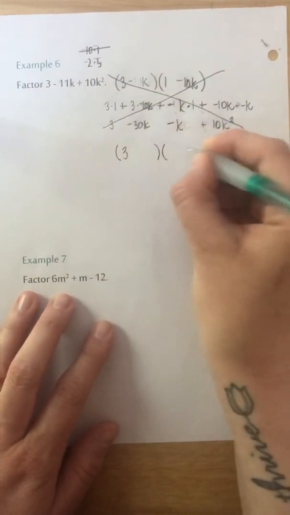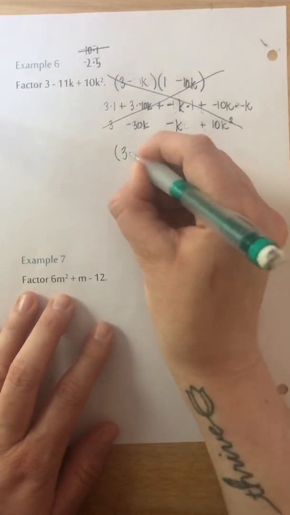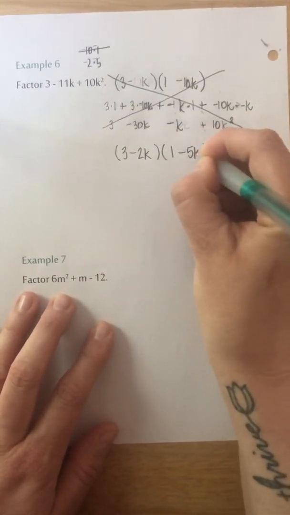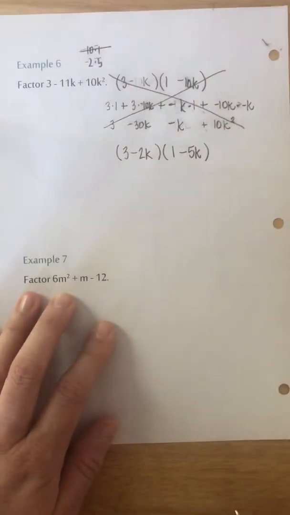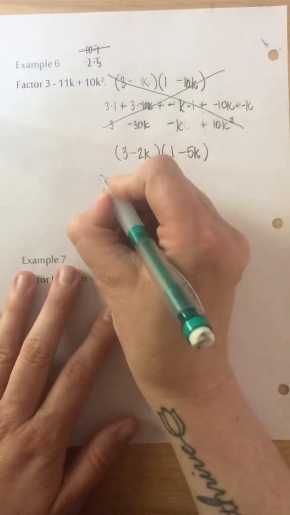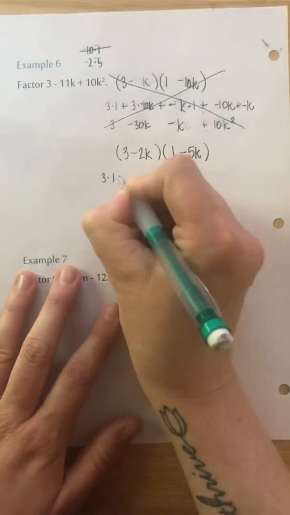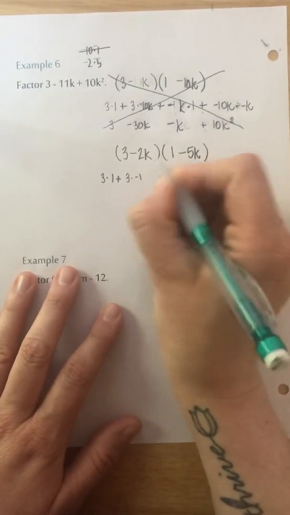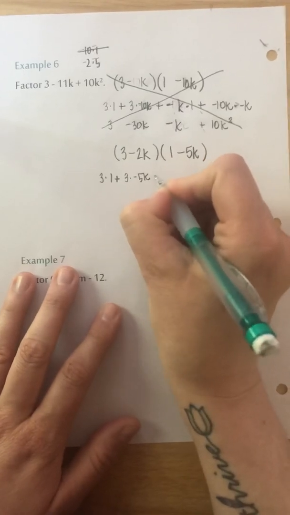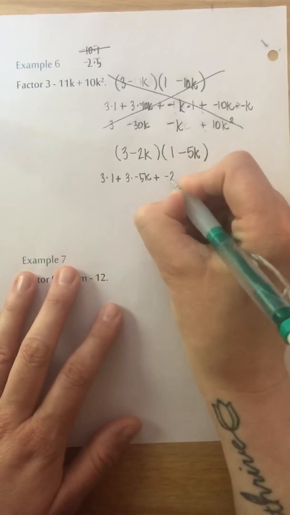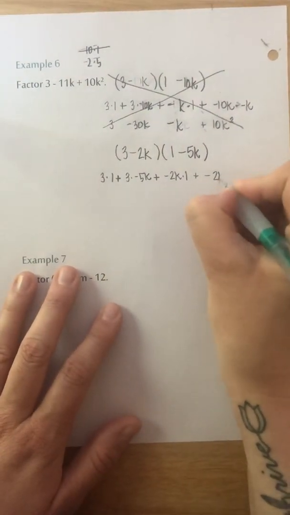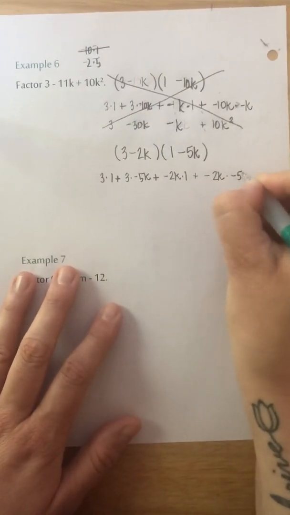So again, we have a 3 and a 1. So I'm going to try a -2k and a -5k. And let's see how it works for us. So we're going to start off with first, 3 times 1. Then outer is going to be 3 times -5k. Inner is -2k times 1. And last is -2k times -5k.